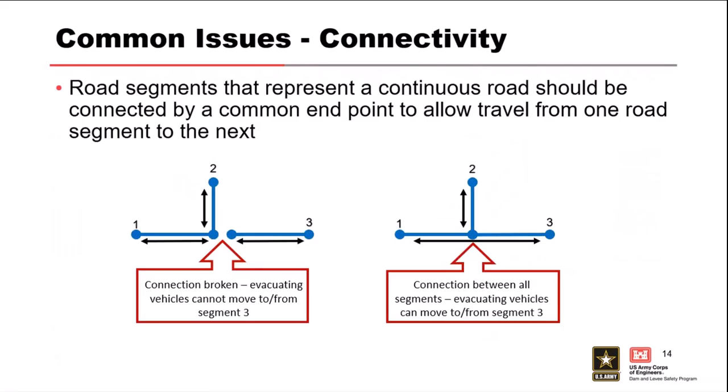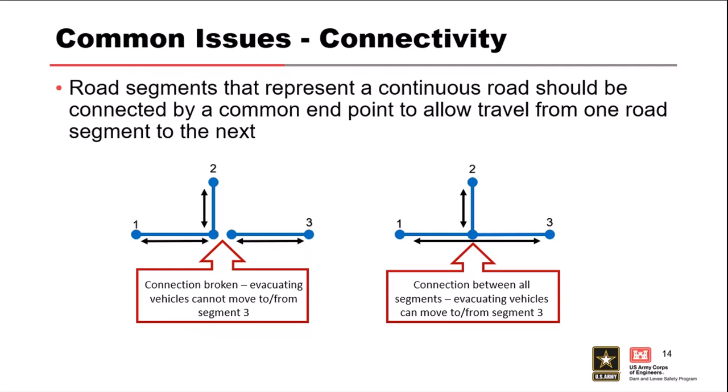Some of the common issues, connectivity. Like I said, the road network is defining how vehicles get from point A to point B. How they go from one segment to the next is that the endpoints of those segments have to be close together, within 2 feet. So if two road segments come together and their endpoints are within 2 feet, LifeSim is going to assume those roads are connected, and it's going to allow vehicles to traverse across.